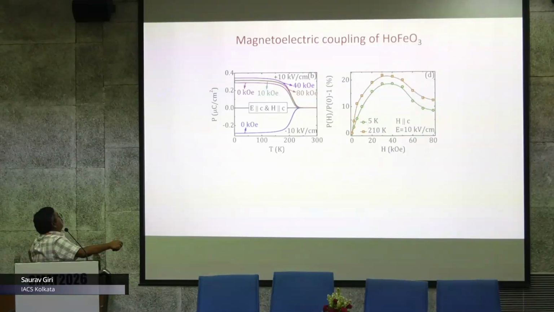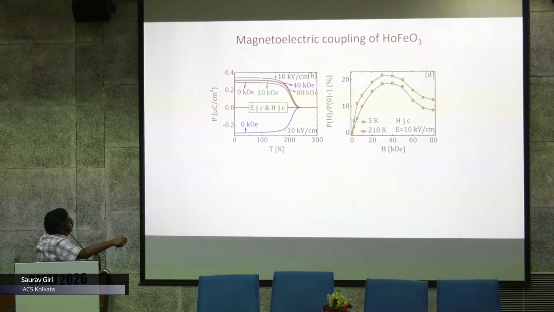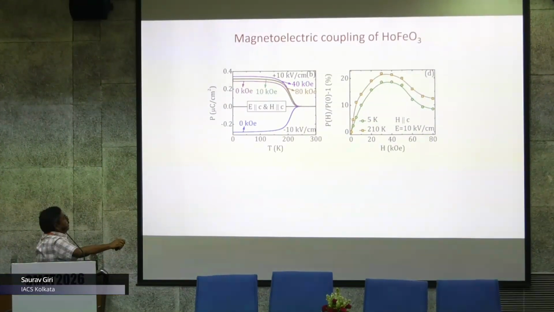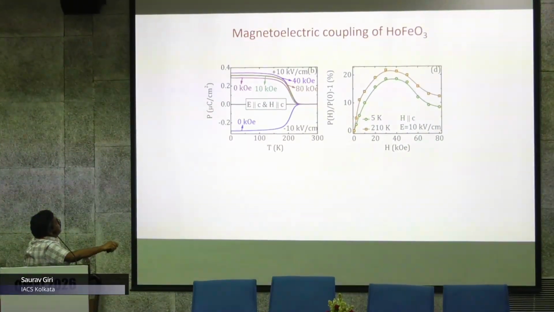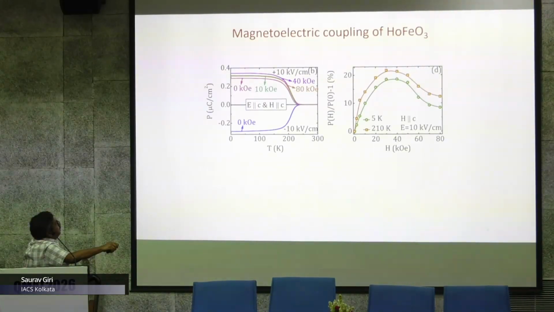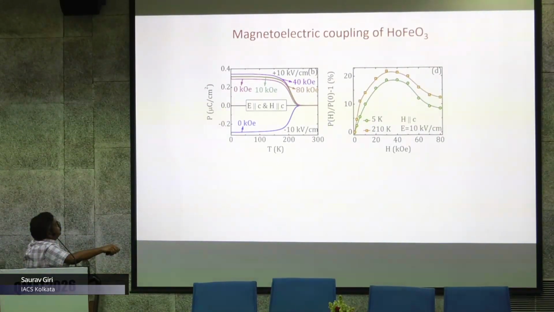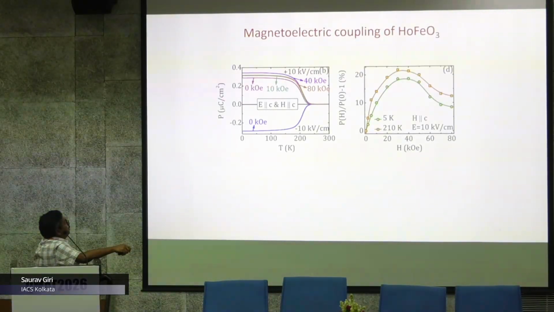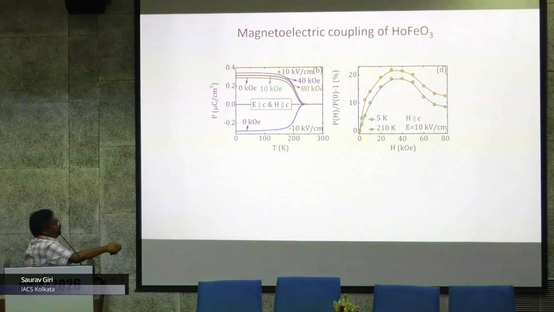We recorded the polarization as a function of temperature at different magnetic fields, and we plotted it here. This plot is the change in polarization due to magnetic field, scaled by the polarization at 0 magnetic field, and this is the percentage of change. It increases and becomes maximum close to 4 Tesla, and then it decreases for the holmium compound, and the value is quite high, at 20%.